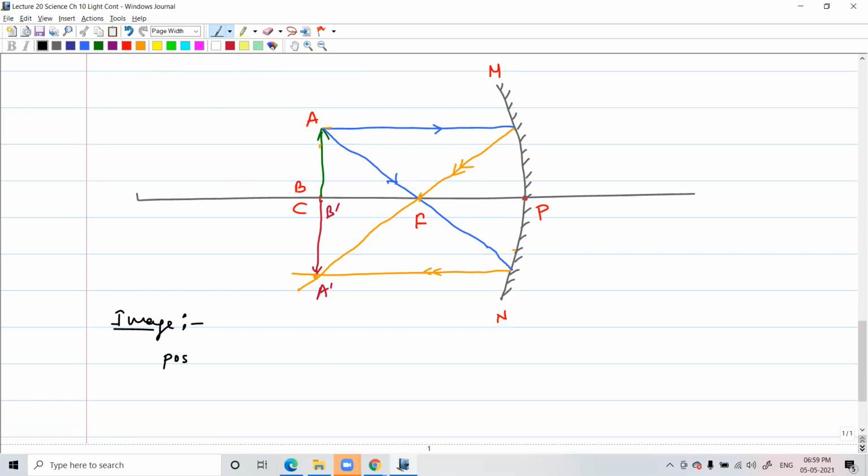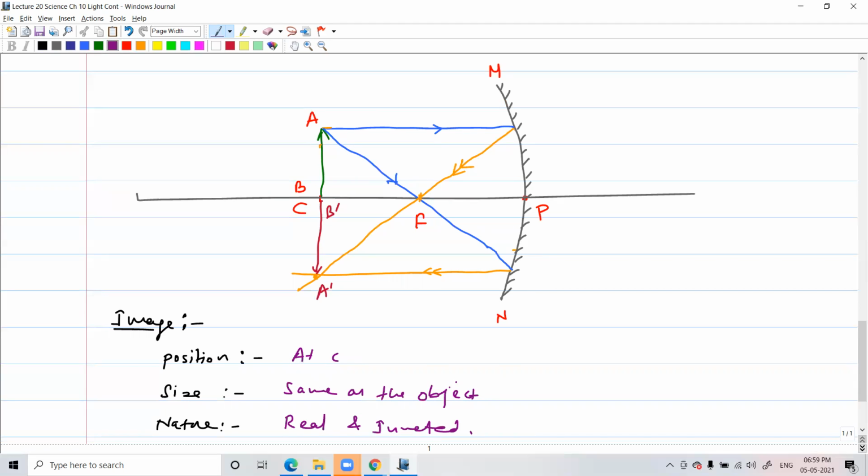Okay, so what's the position? Tell me. At center of curvature. Yes, the position is at center of curvature. See, the size is the same as the object. Excellent. What about the nature? Real, because light is actually reflected and meets.